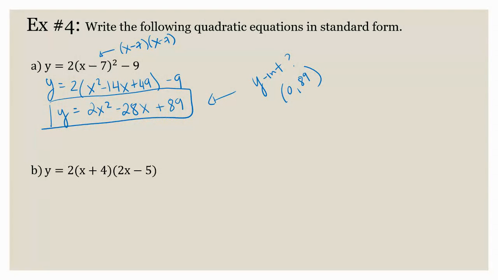You can even see what would have happened if I plugged in 0 here. I would have gotten negative 7 squared, which is 49. 49 times 2 is 98. Oh, 98 minus 9. Oh, check that out. 89. Right?